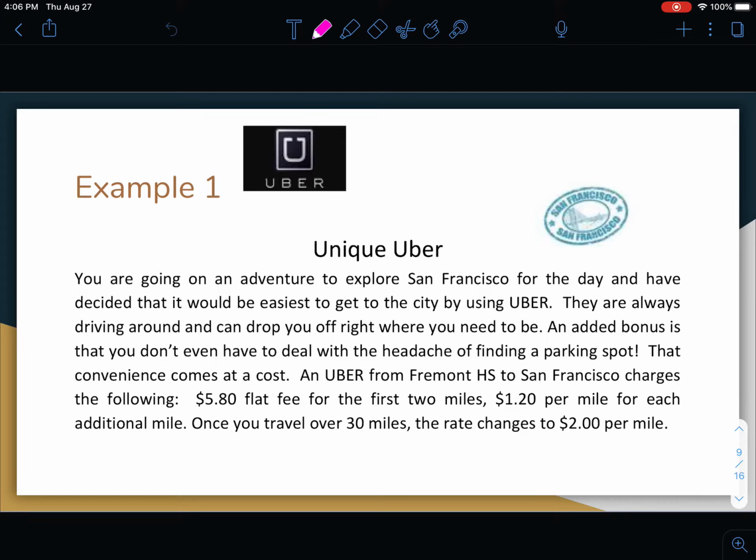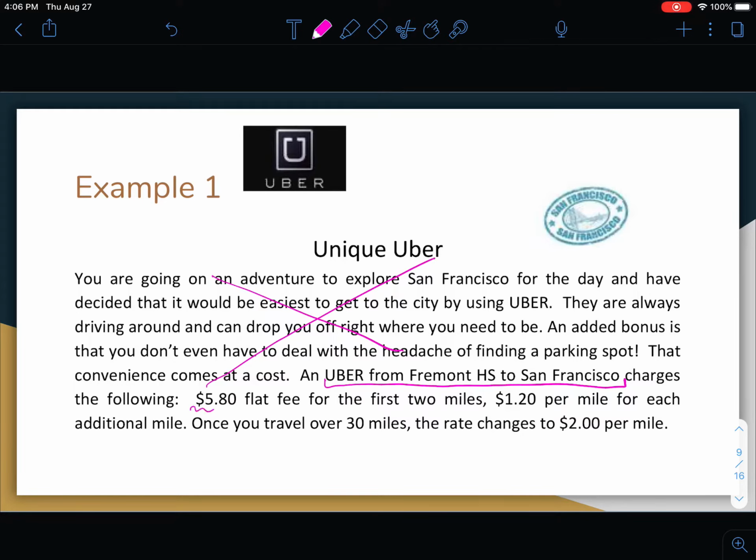Okay, you are going on an adventure to explore San Francisco for the day, and you've decided it would be easiest to get to the city by using Uber. They are always driving around and can drop you off right where you need to be. An added bonus is you don't even have to deal with the headache of finding a parking spot. And that convenience comes at a cost. The gist of this is we're taking an Uber. An Uber from Fremont High School to San Francisco charges the following. Okay, so we're going from Fremont to San Francisco.